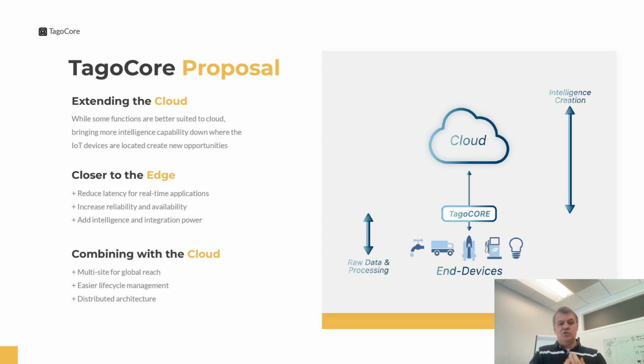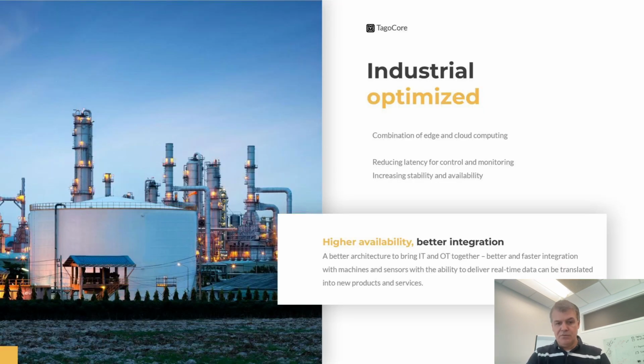So what we want to do with TagoCore is allow people to extend the cloud capability. We are able to bring as much intelligence as possible, in terms of what's available on your edge computer, to the edge. So you bring intelligence to the edge and you combine it with the cloud. It's not just one or the other. It's not like I don't need the cloud at all. Maybe that can be an option, but normally you may be going in this direction to have a combination of both.